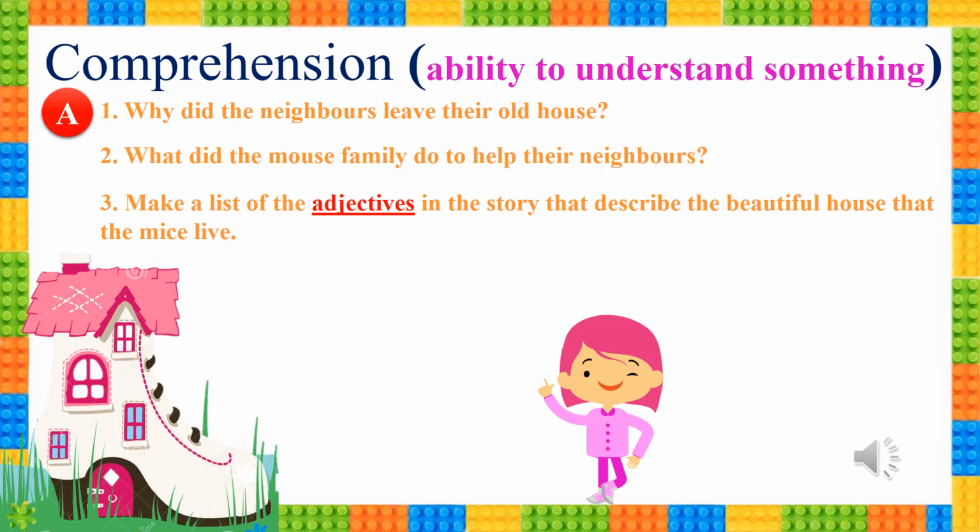Let's see. You can find the answer to this question on page number 30 where it says, our old house was a beautiful teapot, but we had to move because the farmer's wife threw it away. So the answer is, neighbors had to leave their old house because the farmer's wife had thrown away the teapot where they were living. So children, it's a long answer.